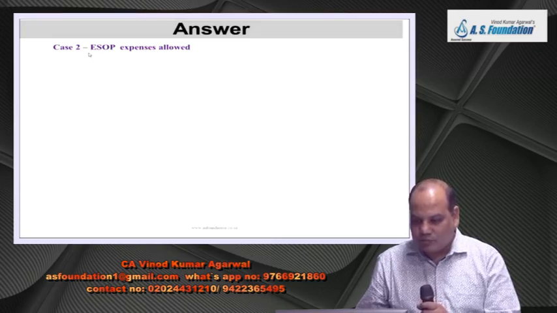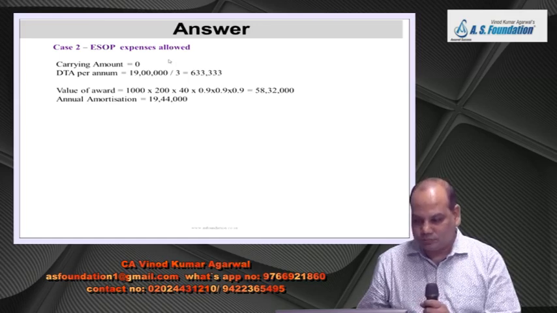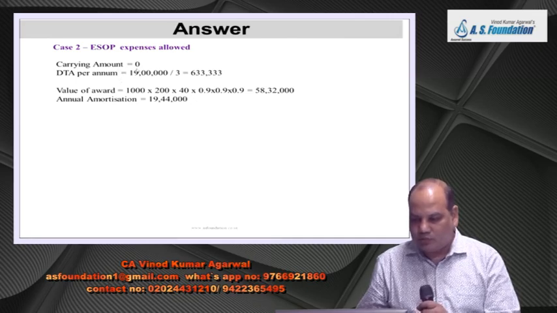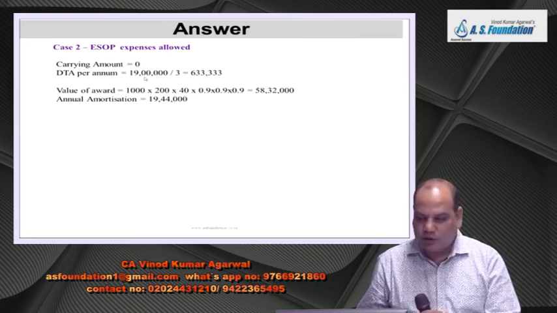Now write down case 2. ESOP expenses are allowed. Carrying amount is equal to 0. Deferred tax asset per annum: how much have they allowed for income tax purpose? 19 lakh. Divide by 3. That is 6,33,333.